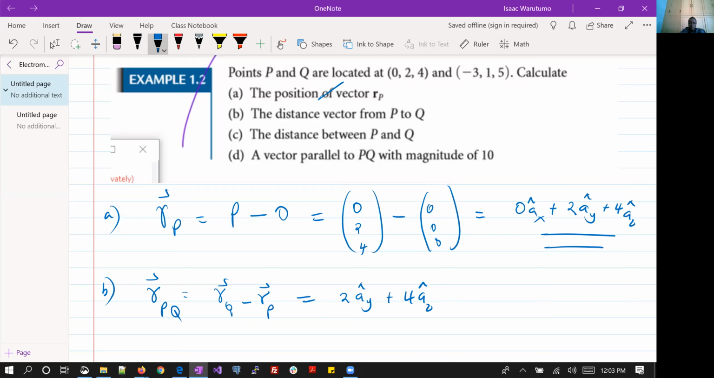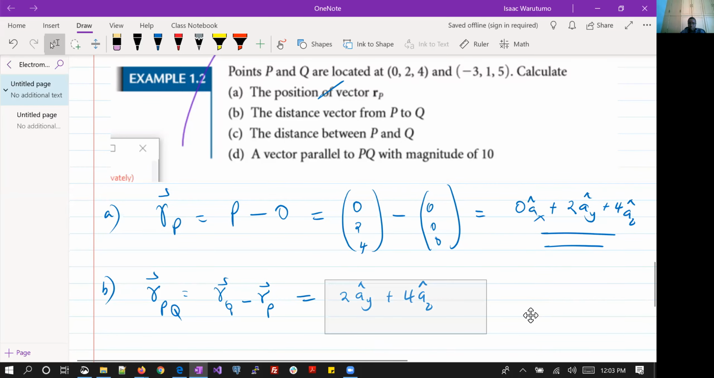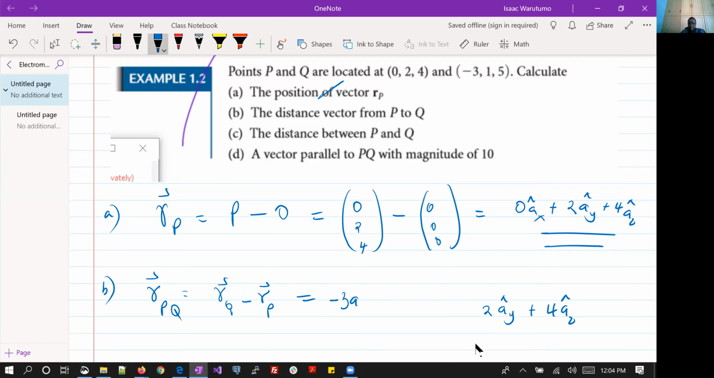Oh, I should not have started with that one. I think I can move this one so that I start with RQ. RQ is simply obtained by negating this: 3AX plus AY plus 5AZ. This is RQ, the position vector, and this is the position vector RP.